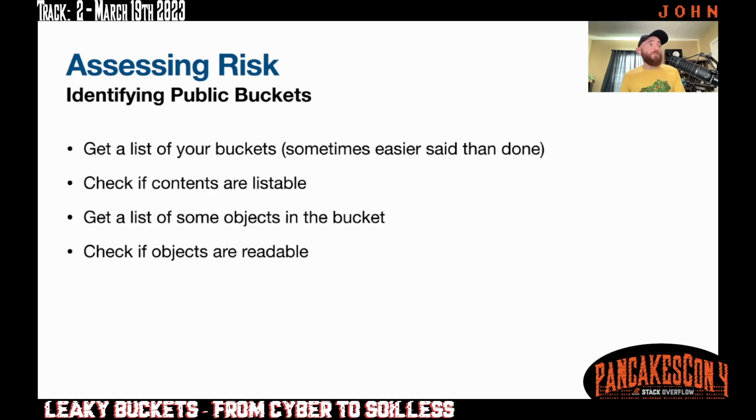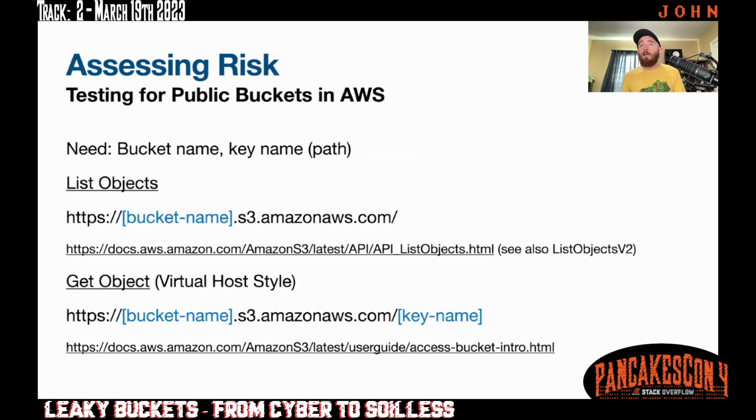Then you can easily use those URLs to check if the contents are listable. And if you can get a list of some objects in the bucket, then you can use the same URLs or APIs to check if the objects are readable. And I will put those URLs back up here. They're also in the Slack, at least the documentation is linked in the Slack. Here we have AWS S3. There's the ListObjectsV2 for doing bucket listings. And then GetObject has a couple different ways to do it that are listed there in the access bucket intro documentation.